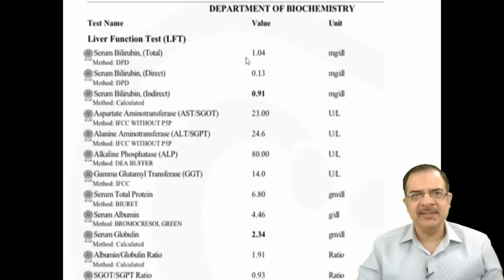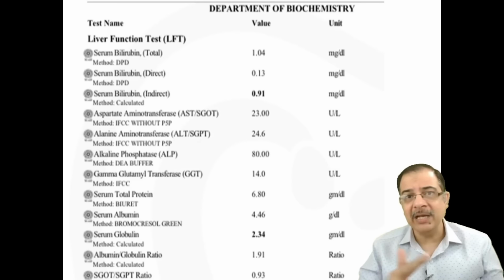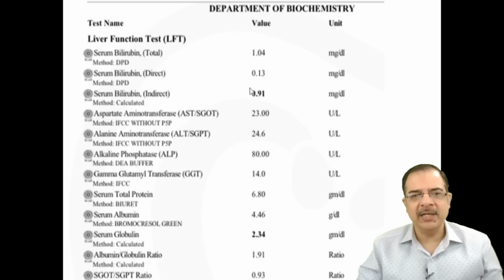Though in this case serum bilirubin total should be elevated, here it is normal, but still indirect levels are high. So we can then take a thorough history and diagnose whether hemolysis was there, or more commonly Gilbert syndrome. So this patient has Gilbert syndrome.